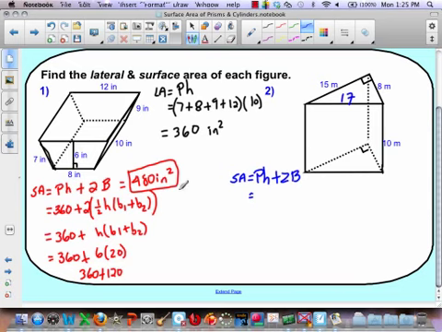All right, so perimeter of my base. That's 8 plus 15 plus 17 times the height of my prism, which is 10, plus twice the area of my base. We're going to hold off on that for a minute. All right, what's 8 plus 15 plus 17? 40. Should be 40. What's 40 times 10?